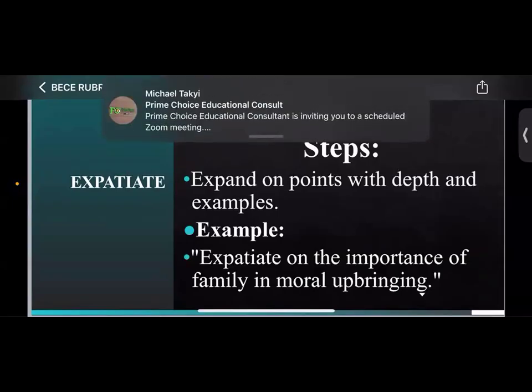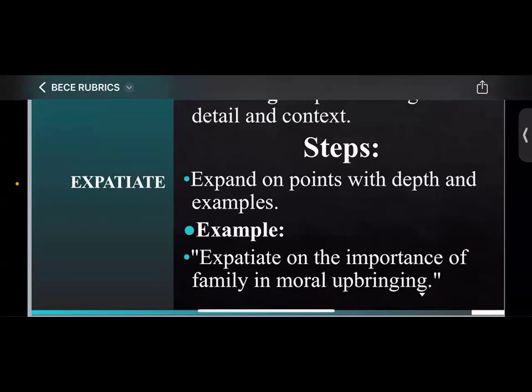Of course, for each point, a paragraph will do, and I'm talking about a paragraph that contains about 4 or 5 sentences. That should be okay. So example, expatiate on the importance of family in moral upbringing.